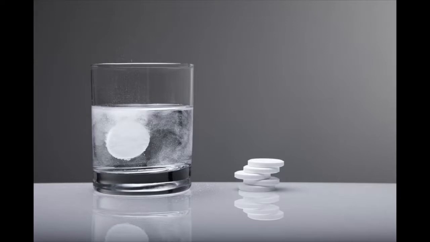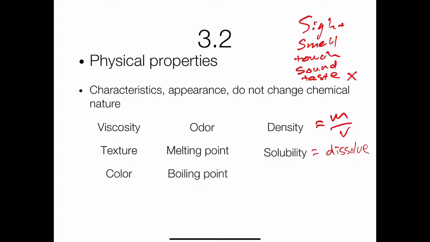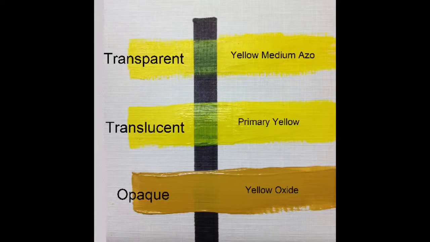Solubility means, does it dissolve? Certain substances dissolve in water, some don't. So if it's the substance we think it is and we try to put it in water, if it dissolves, that's one more clue that it's the substance that we think it is. Transparency. Can we see through it? And these are just all ways to identify substances.